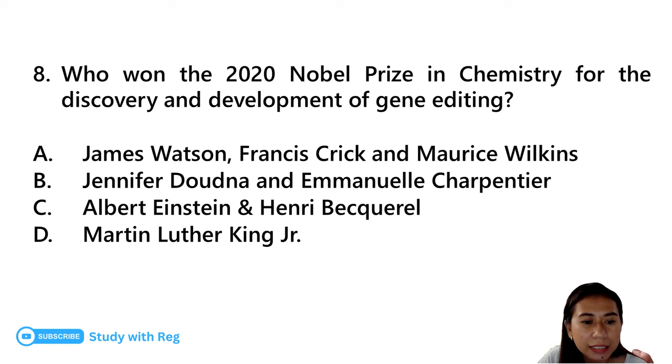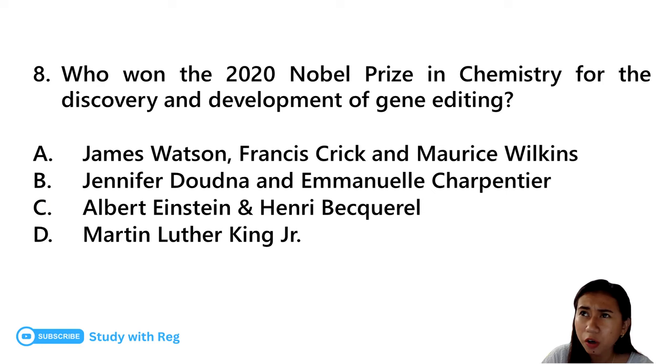That's James Watson, Francis Crick, and Maurice Wilkins. Are their names familiar? They are the biologists who came up with the famous model of the DNA double helix. Okay? James Watson, Francis Crick, and Maurice Wilkins.